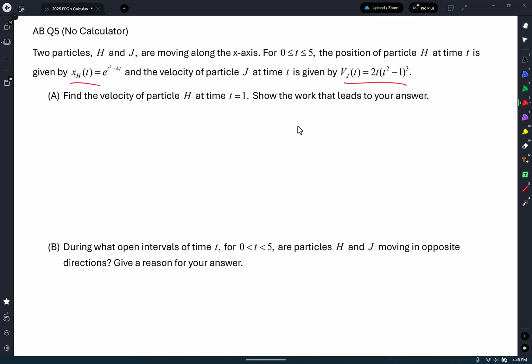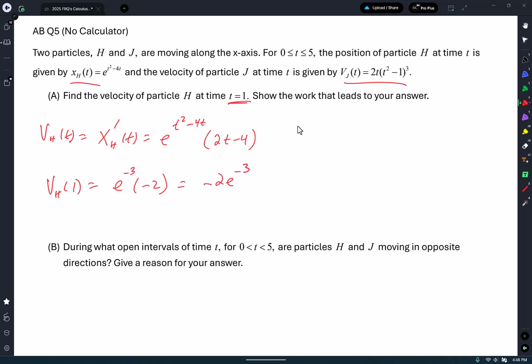Okay, so here it is. I'm going to get the velocity of H with respect to t by taking the derivative of position. So the derivative of an exponential is itself, e to the t squared minus 4t, times chain rule, so times the derivative of t squared minus 4t, which is 2t minus 4. There it is. I'm going to plug in a 1. So VH of 1 equals, let's see, e to the 1 squared minus 4 times 1, 1 minus 4 is negative 3. And 2 times 1 is 2, 2 minus 4 is negative 2. So negative 2 e to the negative 3.